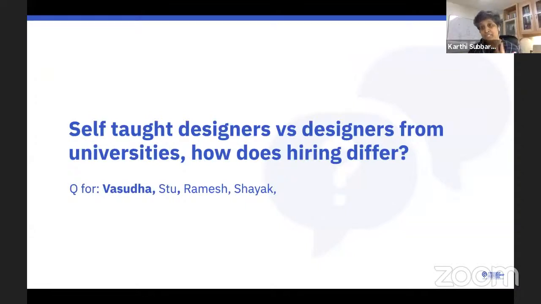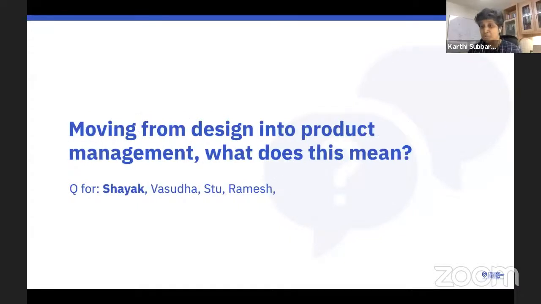So far we have been just talking about staying in design, but some designers do want to move from design into product management. So what does this mean, Shaik, especially from your career? Have you seen things like this, and what is your take, and is it possible first? Is it doable? If it is doable, why so? Is it valuable? Questions like that.